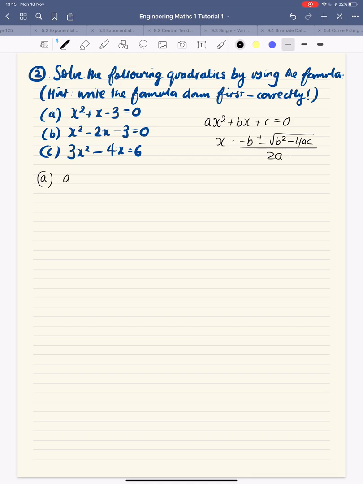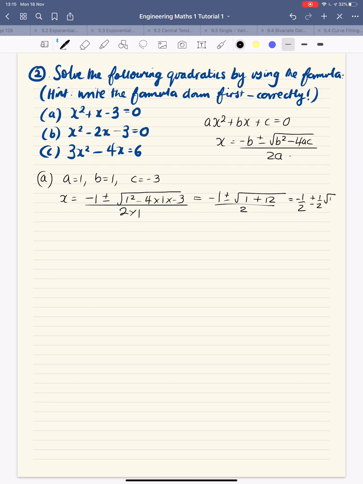So for a, we've got a is 1, b is 1, c is minus 3. Now from here, look, a, b, c, a, b, c. So we've got x is minus 1 plus or minus the square root of 1 squared minus 4 times 1 times minus 3, all over 2 times 1. So it's minus 1, whoops, I've got it in the wrong thing there. Minus 1 plus or minus the square root of 1 plus 12, all over 2. So it's minus a half, plus or minus a half, root 13.